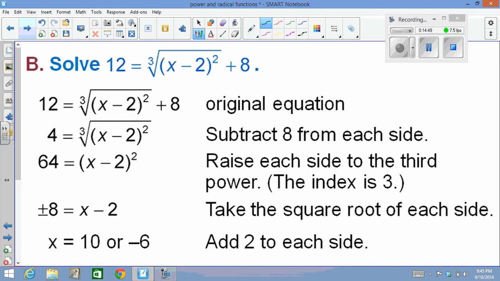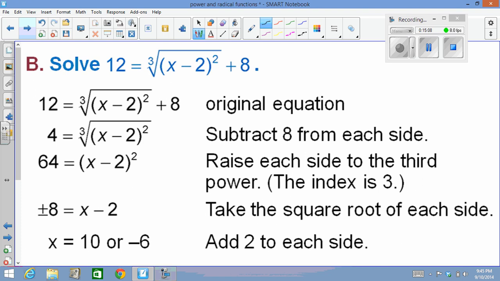Now we're going to do the same thing, but this time we're going to have a cube root. So I would isolate the radical. I'm going to move the 8 to the other side. From there, since it's a cube root, I'm going to cube both sides. So 4 to the third power is 64. And then I'm left with x minus 2, quantity squared.